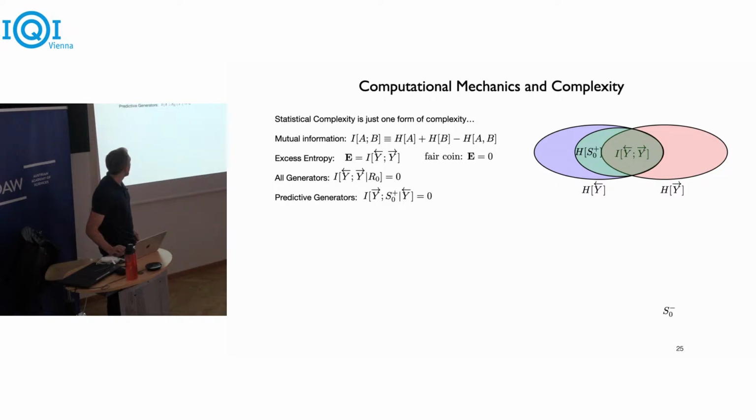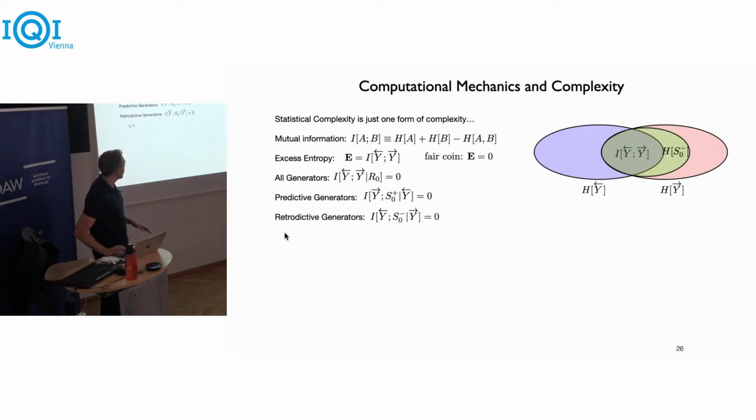But as I mentioned before, if you restrict to being predictive, meaning that you're a function of the past, this means that you have no shared information with the future. This can be expressed as a conditional mutual information being 0. Basically, the future and the forward time causal states share no information when conditioned on the past.